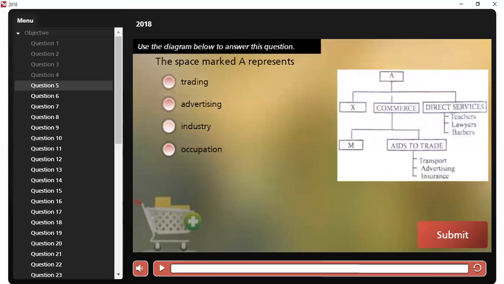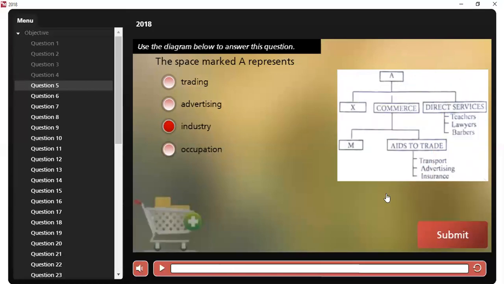Now we need to look at this diagram as we'll be using it to answer some questions. The space marked A, look at it. From A, we have a sub-chain under it. The place marked A, is it trading, advertising, industry, or occupation? Well, it is an industry.